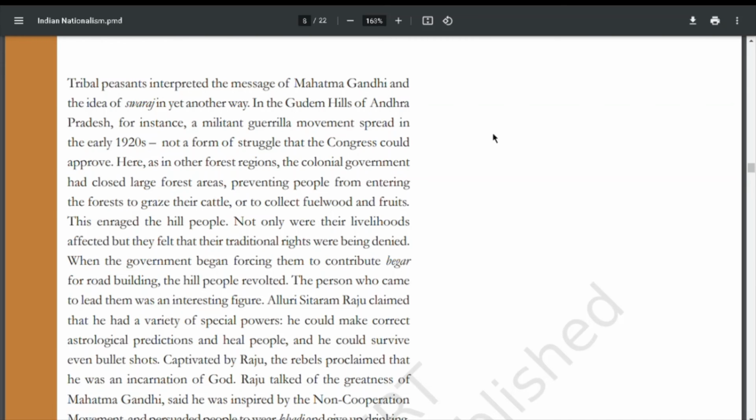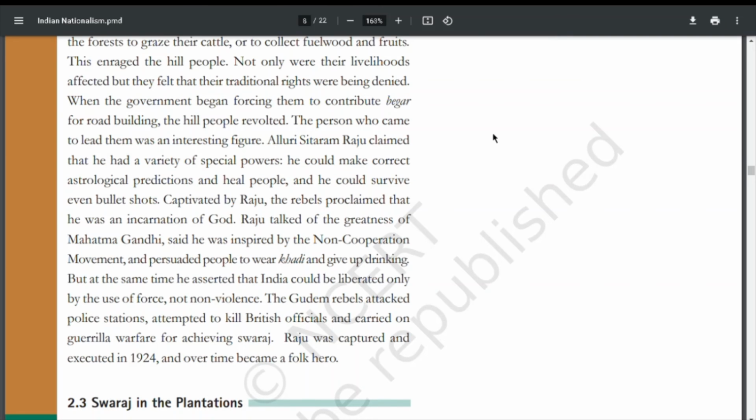The person who came to lead them was an interesting figure, Alluri Sitaram Raju. Alluri Sitaram Raju claimed that he had a variety of special powers. He could make correct astrological predictions and heal people, and he could survive even bullet shots. Captivated by Raju, the rebels proclaimed that he was an incarnation of God. Raju talked of the greatness of Mahatma Gandhi and said he was inspired by the non-cooperation movement and persuaded people to wear khadi and give up drinking. But at the same time, he asserted that India could be liberated only by the use of force, not non-violence. The Gudem rebels attacked police stations, attempted to kill British officials, and carried on guerrilla warfare for achieving Swaraj. Raju was captured and executed in 1924, and over time became a folk hero.